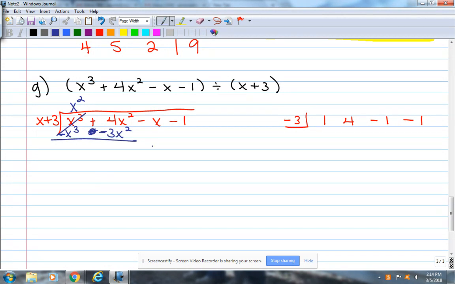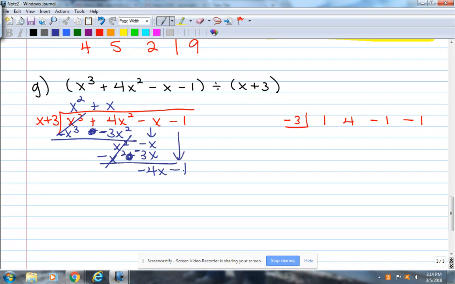And 4x squared minus 3x squared is 1x squared. And I bring down the minus x. And then you start over. What multiplies times x to get x squared? Well, that's 1x. And then you distribute. X times x is x squared. X times 3 is 3x. Draw my line and change my signs. These cancel out. Negative x minus 3x is negative 4x. And bring down my negative 1.